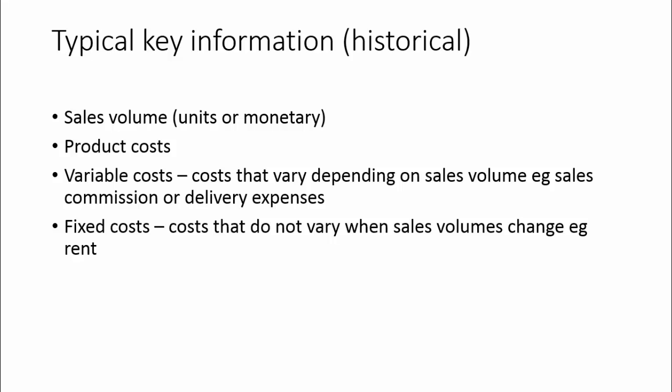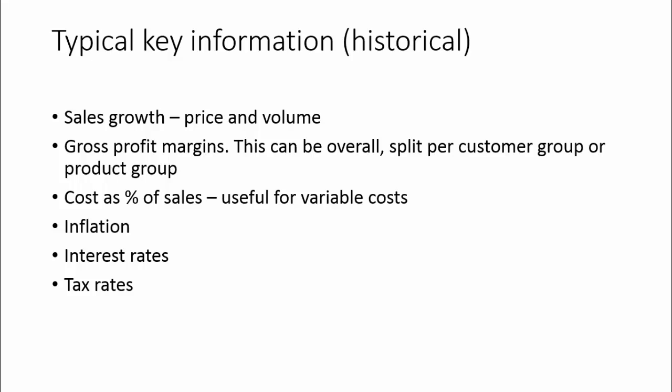What variable costs do we have, such as sales commissions that are dependent on sales volume or sales value? In other words, the more we sell, the more it costs, because the commission is dependent on sales. Then we have fixed costs, which are independent of sales volume, and those would be typically fixed payroll costs, rentals, and costs like that. Other key information, we want to know sales growth.